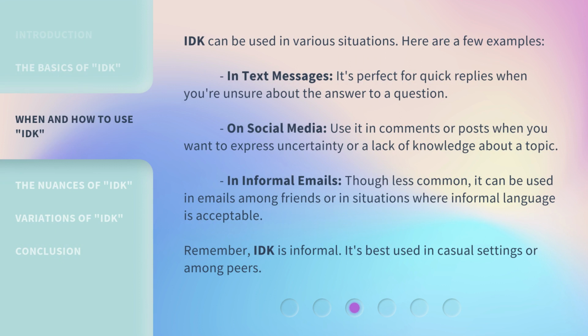IDK can be used in various situations. Here are a few examples. In text messages, it's perfect for quick replies when you're unsure about the answer to a question. On social media, use it in comments or posts when you want to express uncertainty or a lack of knowledge about a topic. In informal emails, though less common, it can be used in emails among friends or in situations where informal language is acceptable. Remember, IDK is informal. It's best used in casual settings or among peers.